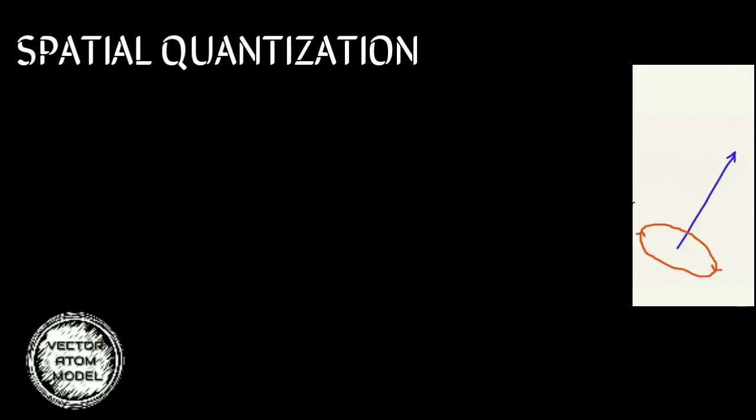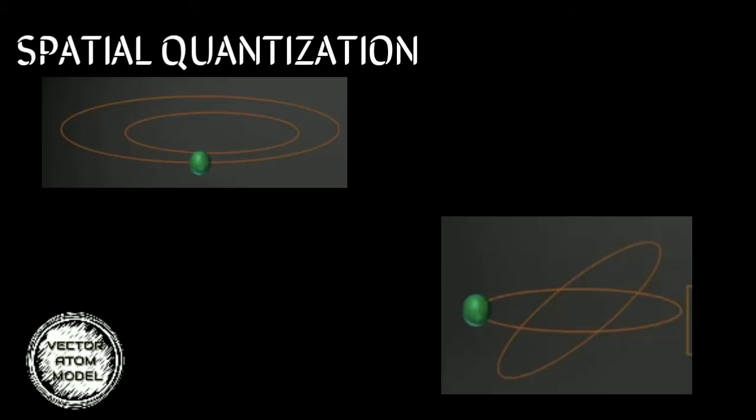Firstly, we have to discuss spatial quantization. According to Bohr's theory, the orbits are quantized as regards their magnitude only. But according to quantum theory, the direction or orientation of electron orbits in space also should be quantized.